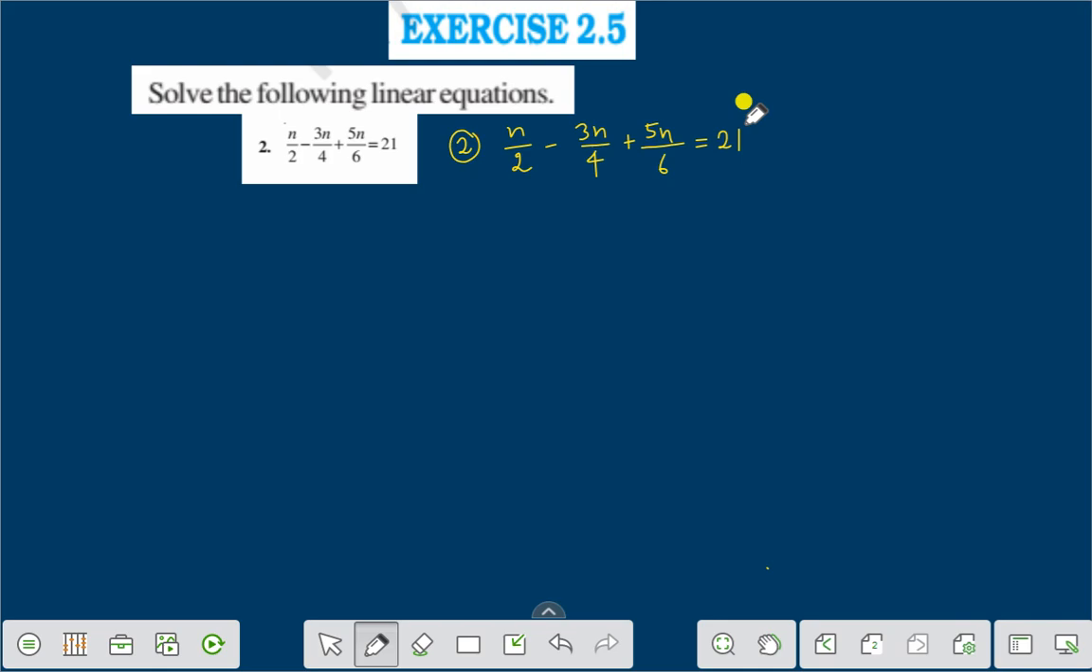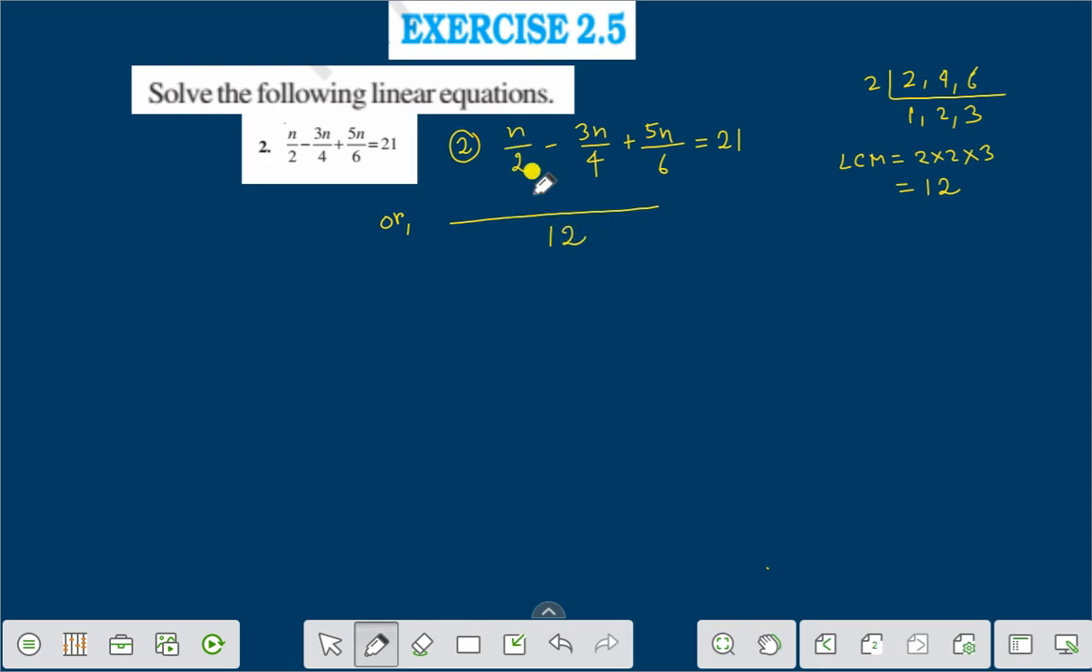Let us first find the LCM of the denominators 2, 4 and 6. Dividing by 2: 2 1 is 2, 2 2 is 4, 2 3 is 6. Therefore LCM is equal to 2 into 2 into 3. 2 2 is 4, 4 3 is 12. LCM is 12.